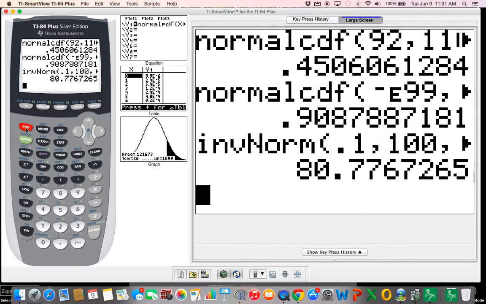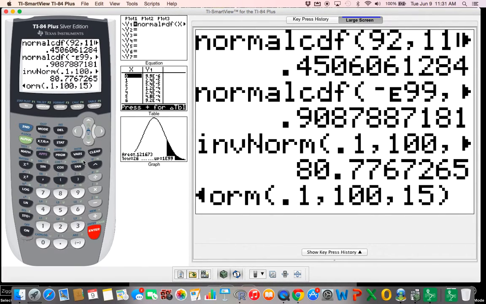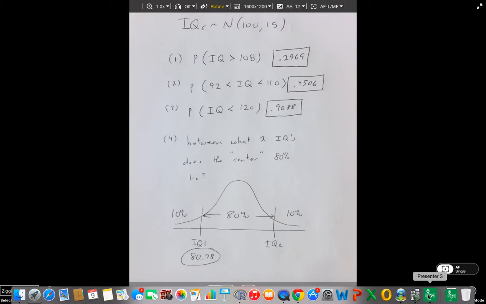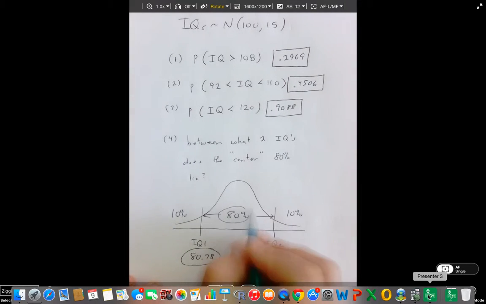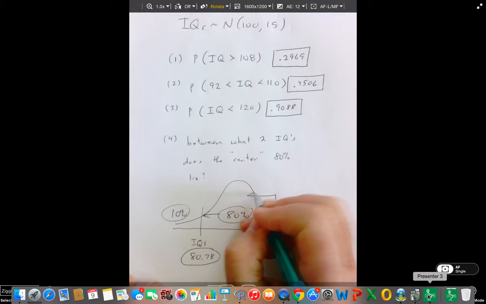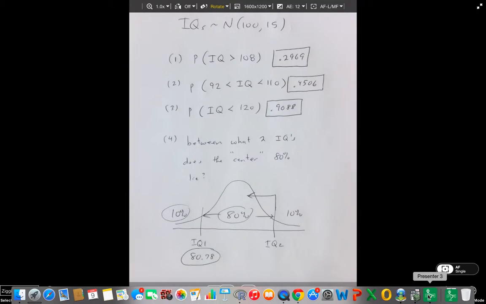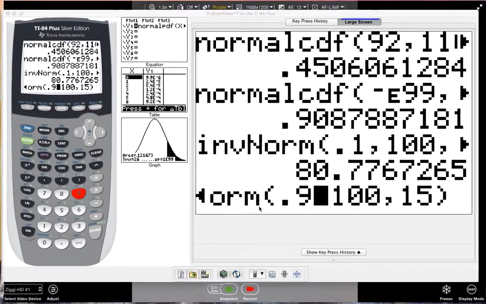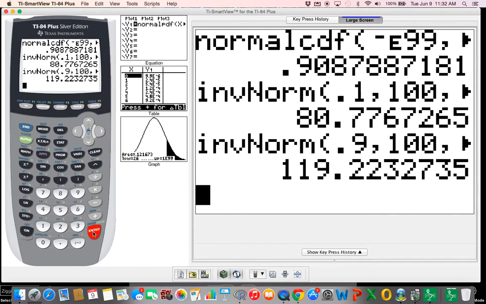And I'm just going to go second function entry here because all I need to do is change the 0.1 to 0.9. And sometimes if you don't draw a picture, this one is easy to miss. But if you draw the picture, you see that you have two percentages. You have this one and this one that's below that value. So drawing a picture really helps get these things correct. So I'm going to go 119.22.